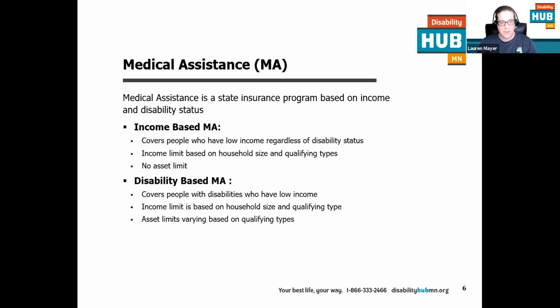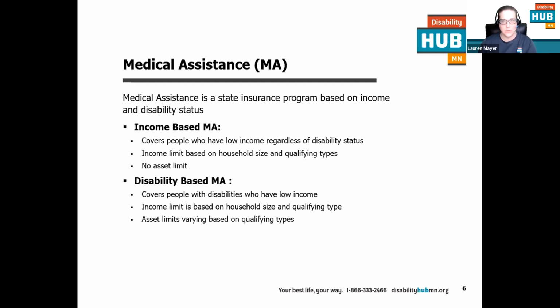Now, disability MA does cover people with disabilities who have low income. So the requirements for disability-based MA are that you have that disability determination through the state or through Social Security, and that you also meet those income guidelines. And there are also different guidelines based on how many people are in your household, as well as what type of MA that you might qualify for. So there's a general disability-based MA, and there's a couple different specific types that we're going to go into a little bit later. There's also asset limits on disability-based MA that depend upon which type that you have. The asset limit can change. So we're going to talk a little bit about medical assistance and some of the different flavors that you might be interested in pursuing.